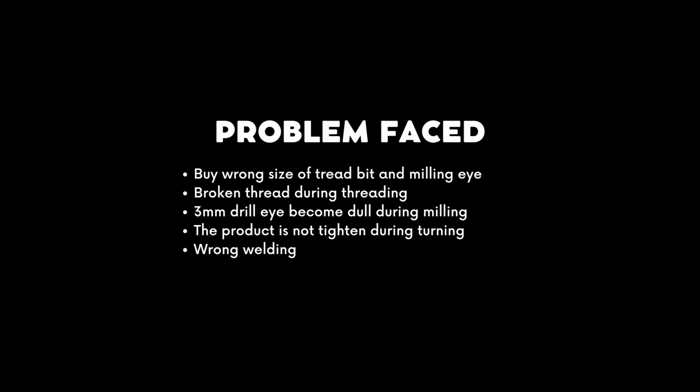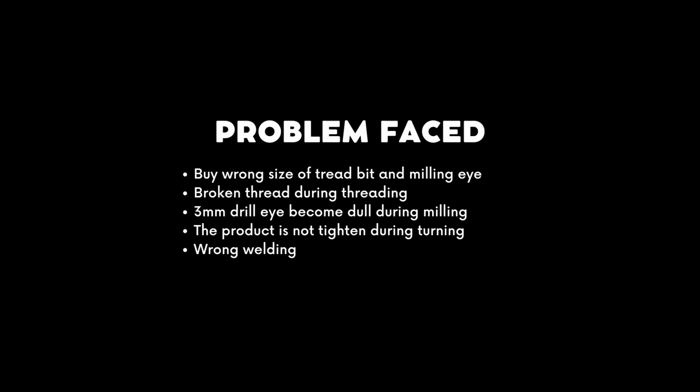So the second one is when the thread is broken during the threading. The way we overcame it was by using proper steps, which is start with the first step, then second step, and lastly the final step. So the third one is when the 3mm milling bit became dull during the milling of the slot. The way we overcame it was by sharpening the tip of the milling bit.